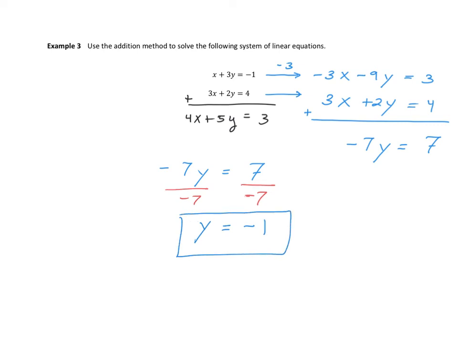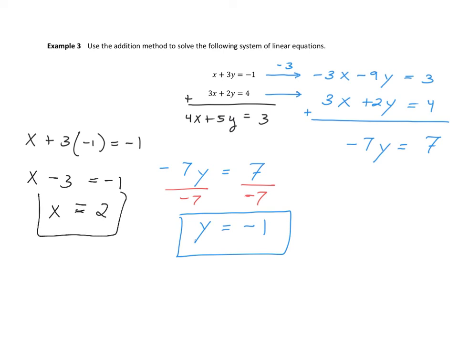But we still need to know the corresponding x value. I think I'll take the top equation and put negative 1 in place of y. So we get x plus 3 times negative 1 is equal to negative 1. To solve for x, we get x minus 3 is equal to negative 1. If we add 3 to both sides, we get that x is equal to 2. This means the solution is the point 2 for x, negative 1 for y. That's the only solution that we got, and that's the answer.